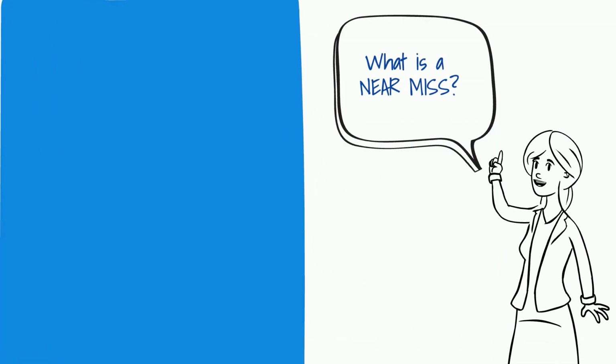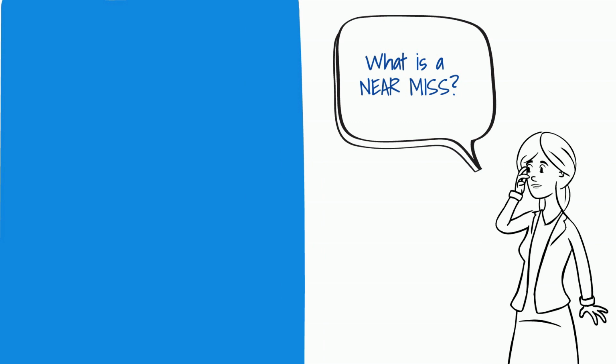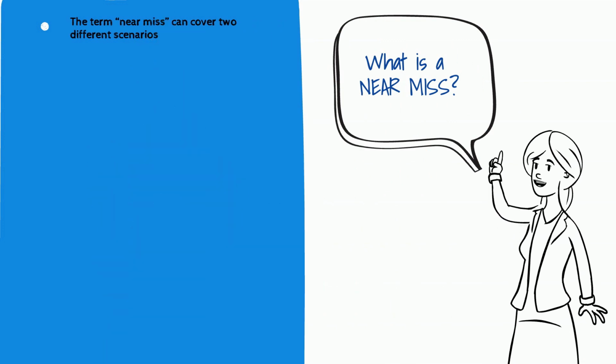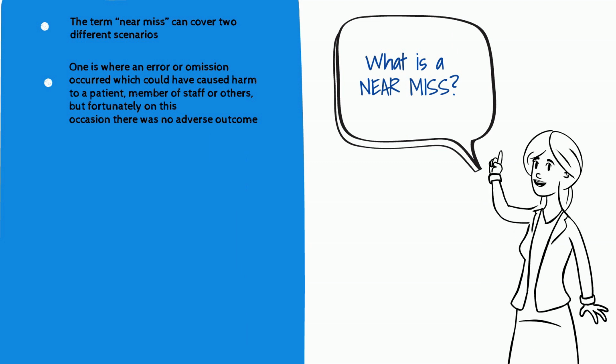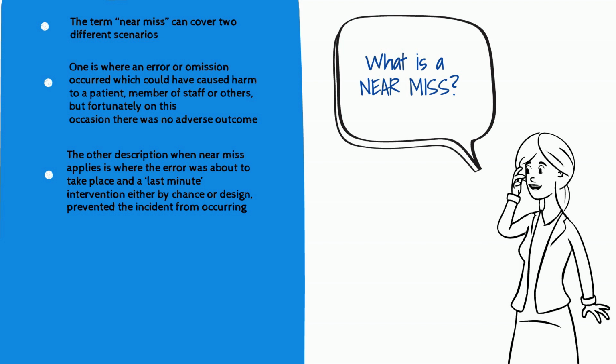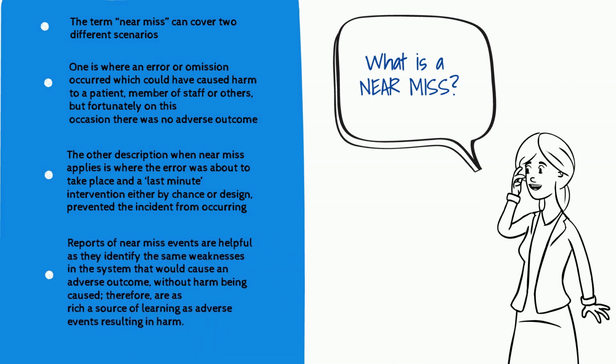What is a near miss? Staff should report anything that causes them concern, including near misses. The term near miss can cover two different scenarios. The first is when an error or omission occurred which could have caused harm, but fortunately on this occasion there was no adverse outcome. An example of this could be the wrong medication was given, but it did not harm the patient. The second is when the error was about to take place and a last-minute intervention prevented the incident from occurring. An example of this could be a medication prescription error, but it was identified before administration. Reports of near-miss events are helpful as a source of learning for adverse events resulting in harm.